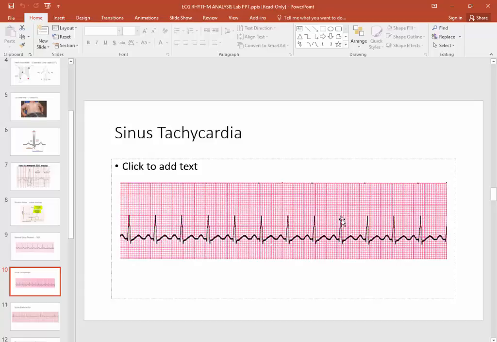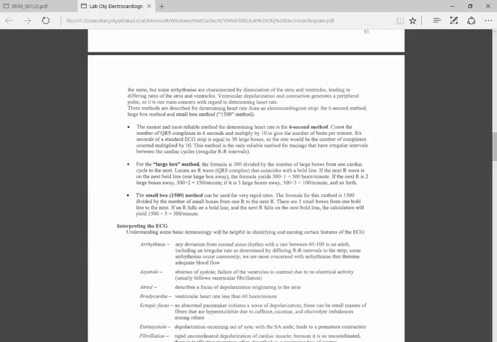Is 125. So that's pretty close. That's more accurate. We said about 120 using the large square. So 125, that gives us more accuracy. So the 6 second is pretty basic if you have a normal rhythm, and then the 300, and then the 1500 method. Okay, so it's just counting boxes. So be prepared to be able to do any of those three calculations to calculate heart rate.